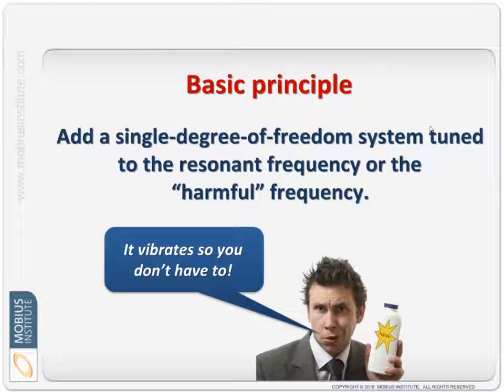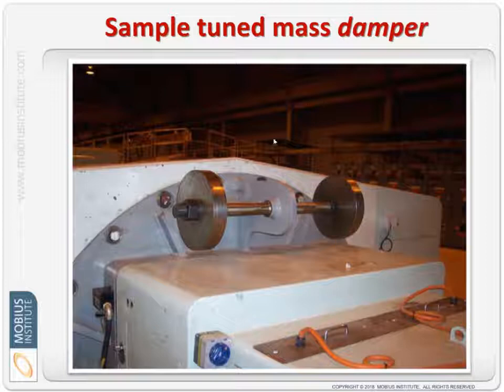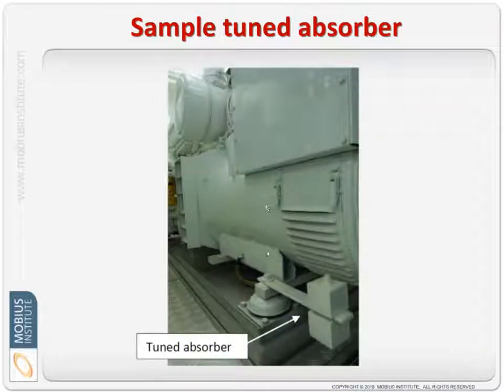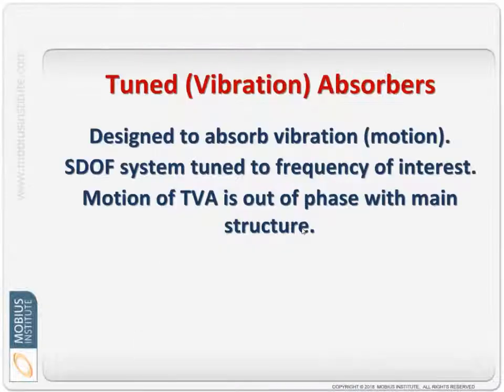So the basic principle is that we are going to add a single degree of freedom system tuned approximately to the resonant frequency, the natural frequency, or whatever that harmful frequency is. Single degree of freedom system just means it's going to be a spring and a mass and probably a damper. It vibrates so that the machine doesn't have to. And there is an example. This generator wall was vibrating axially, and this stopped it. Here's another case. This was a diesel engine. You'll see this case study a little later. And this thing vibrates up and down and stops all the vibration.